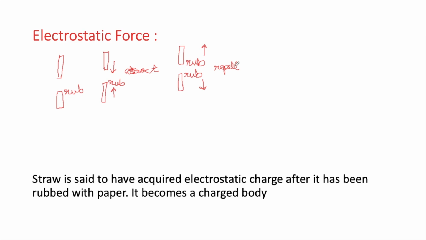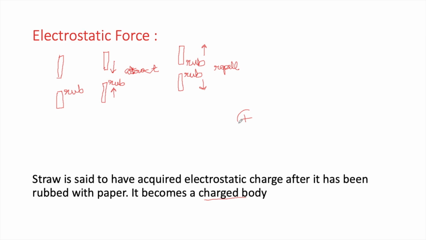The straw is said to have acquired electrostatic charge after it was rubbed with paper. It becomes a charged object. The same rule applies here as well, that like or same charges repel each other, while unlike or opposite charges attract each other. How so?